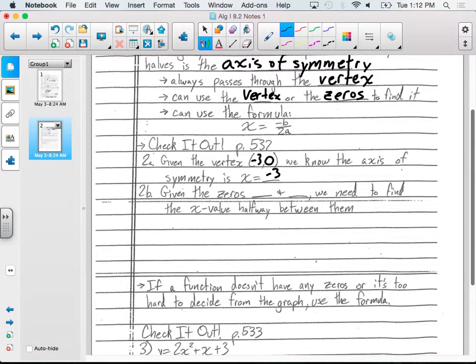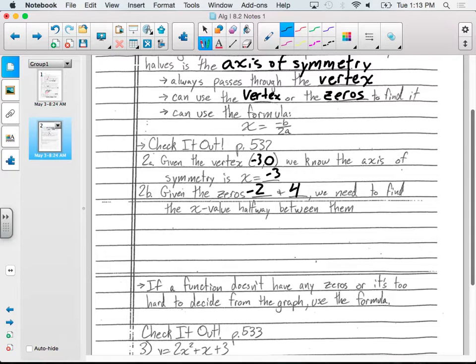Moving on to 2b. For this one, do they give us the vertex or the zeros of that function? They give us the zeros, right? And what are they? Riley? -2 and 4. So everyone see where Riley got that? They have those 2 points, -2, 0 and 4, 0. So he's taking the x values of both of those points, and those are the zeros of our function.